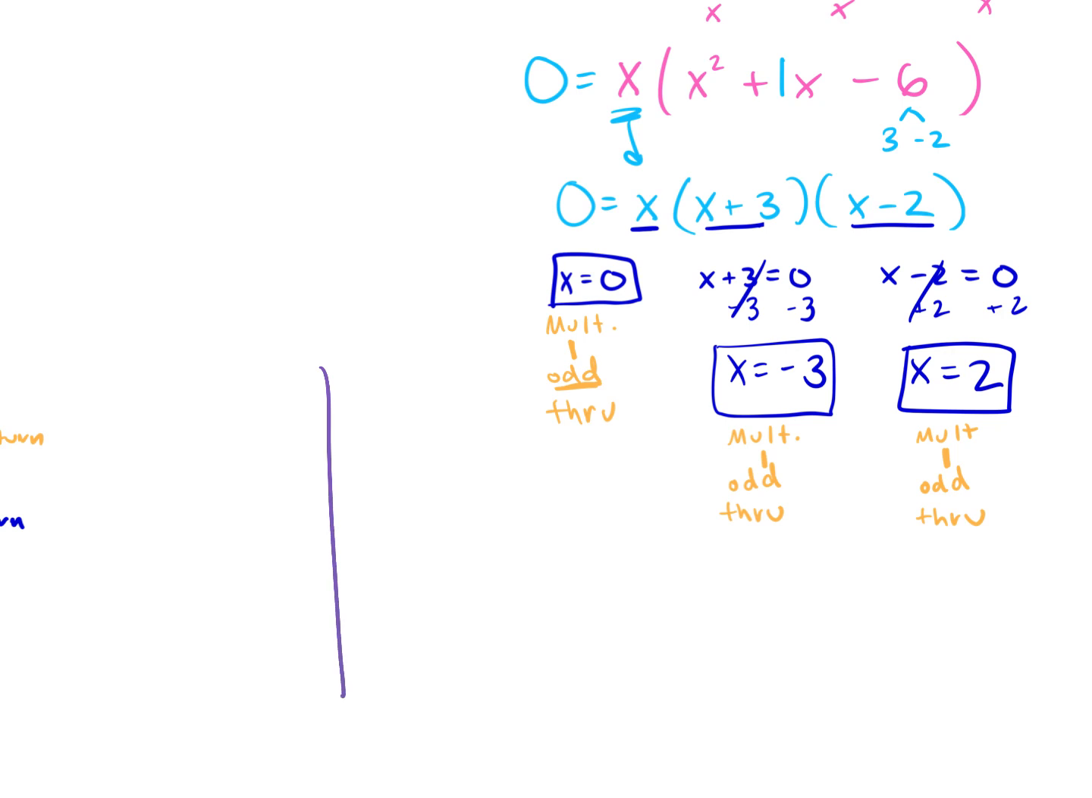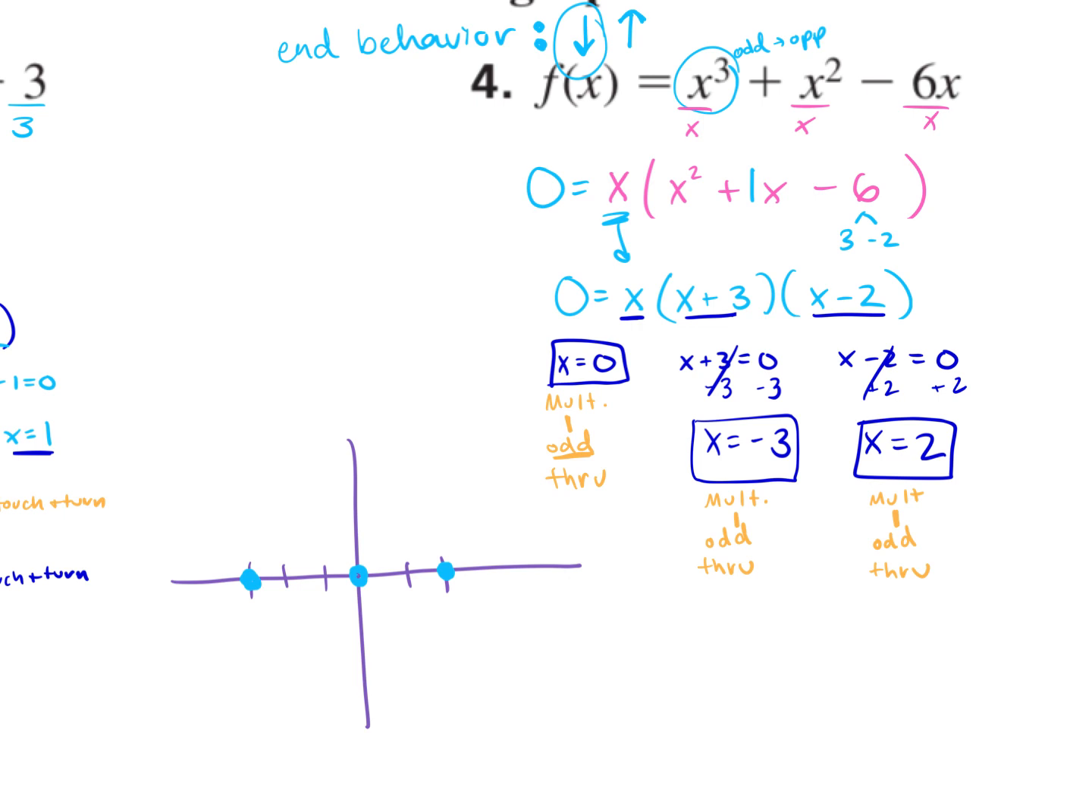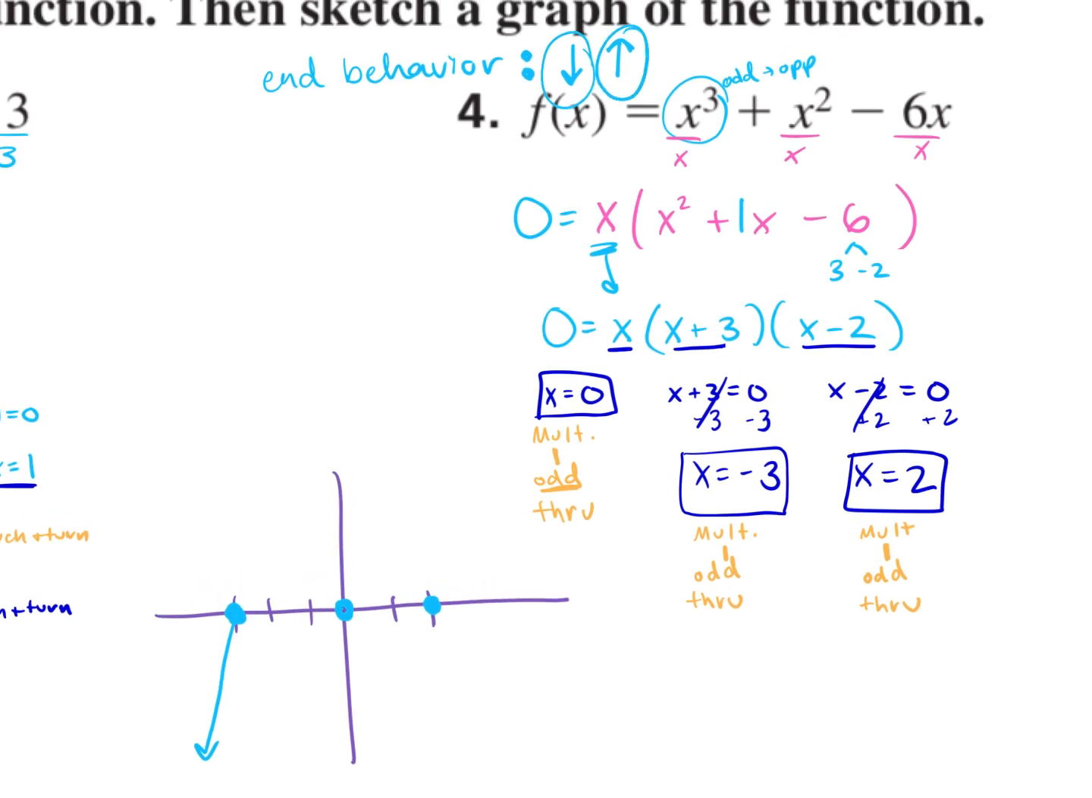I'm going to draw my graph. I need a point at 0, negative 3, and 2. So we already found the end behavior. What's my left arrow going to do? Go down. So out of the point farthest to the left, I put an arrow that goes down. What does the right arrow do? Up. So at my point farthest to the right, I go up.